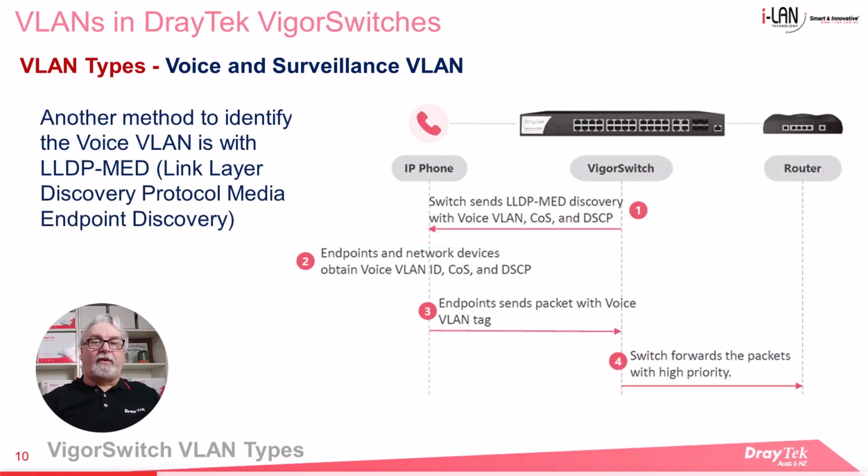Another way to identify the voice VLAN is with LLDP-MED, which is short for Link Layer Discovery Protocol Media Endpoint Discovery. Here the VigorSwitch will automatically identify voice traffic. It then sends that traffic, along with COS and DSCP discovered traffic, to neighbouring devices. When the devices receive these packets, they will add the voice VLAN tag and send the VoIP packets back with that tag.